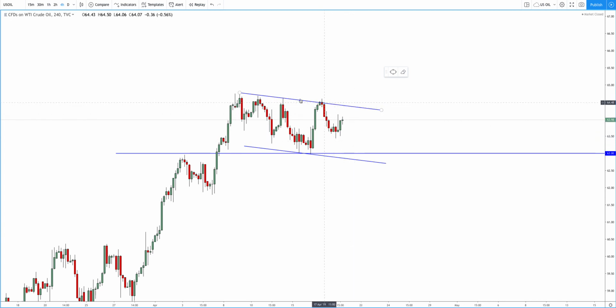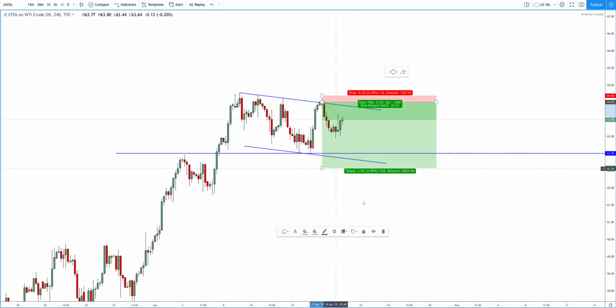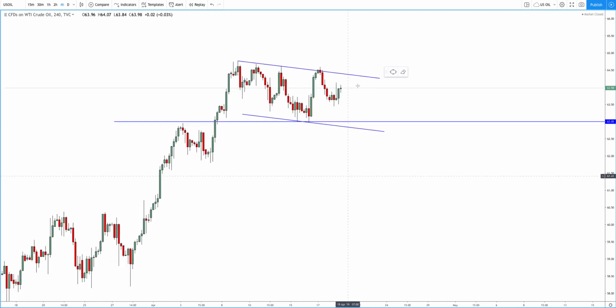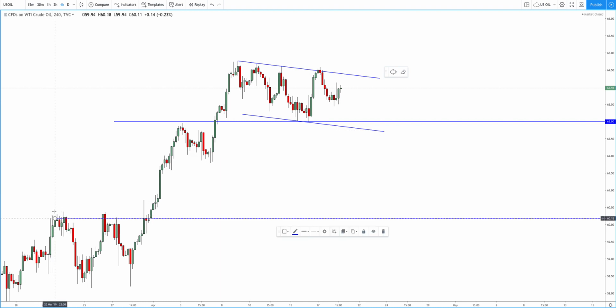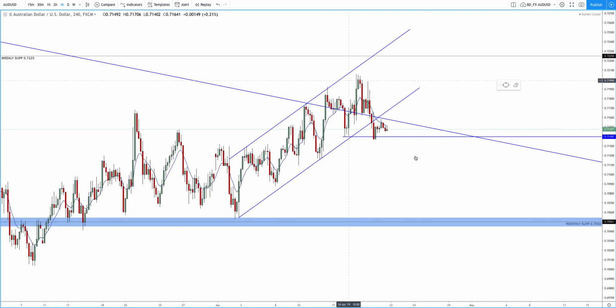I am again short from here, and I am expecting price to fall a little bit lower. I do want to come down and retest the bottom side of this channel, and if we can break below the $63 a barrel level, then I do see a bigger pullback on oil, possibly all the way back down to the $60 a barrel level. So if we can see a pullback in the oil price and break below $63 a barrel, then I do expect to see some weakness on USD CAD, and therefore I expect to see Aussie dollar push down.